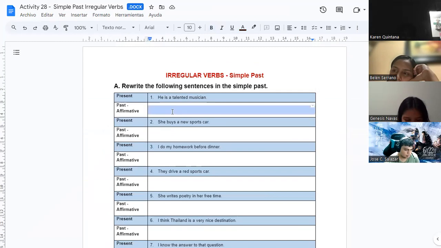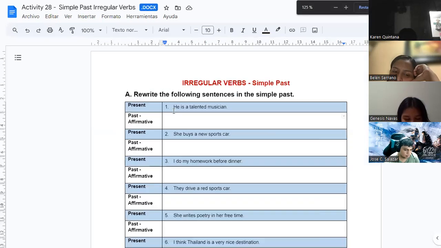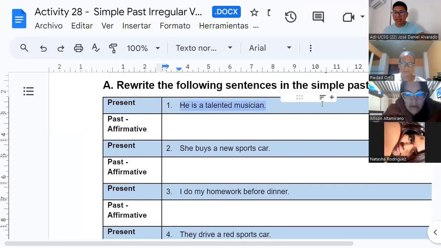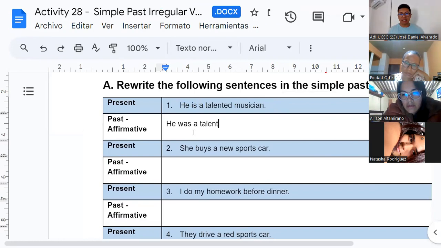Entonces, ¿qué verbo tendría que utilizar aquí? En number 1. Who can help me? He was. Very good. He was. ¿Por qué? Porque is present, okay? And I want to transform it into simple past. He was a talented musician, okay? And the same way, you are going to do number 2, number 3, and so on.